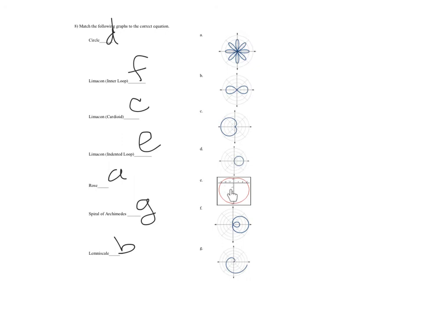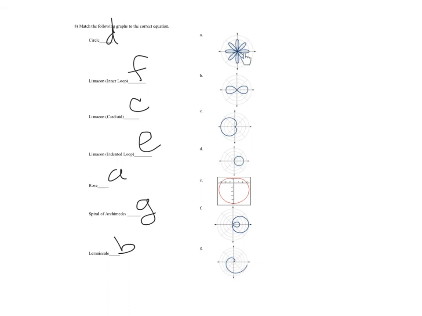That's not this one. Some of you missed this on the last test, and you said that this was the heart and that this was the inner loop, the indented loop, but it's not. This is the heart, the one that goes in and touches the origin or the pole. If it comes in and touches the pole, that's the heart. That's the cardioid, C. The limaçon indented loop is this one here. I know it looks kind of like a heart, but it looks more like an apple. So this one that looks more like an apple, that's an indented loop. That's going to be E.